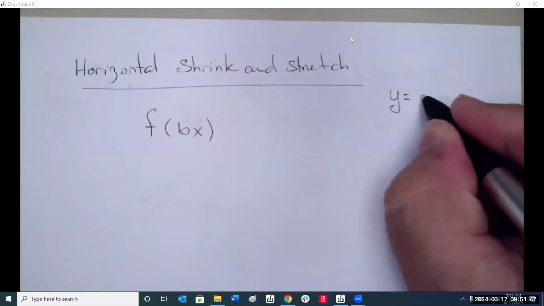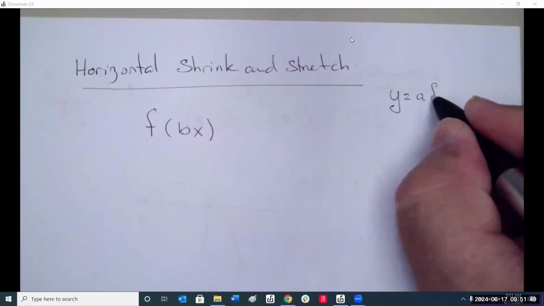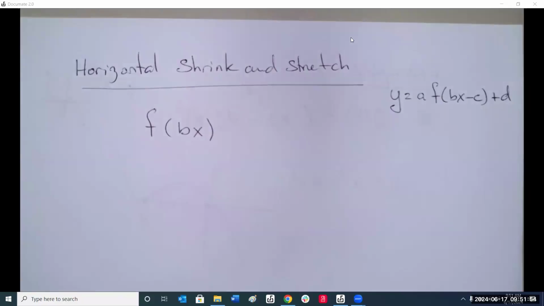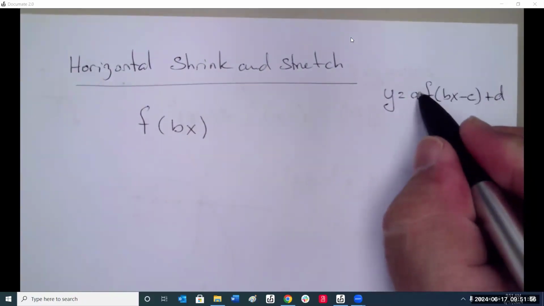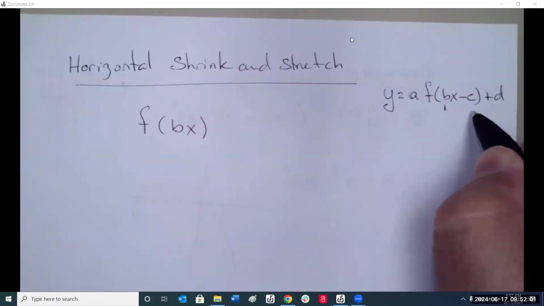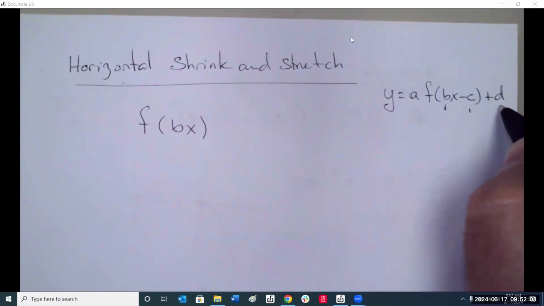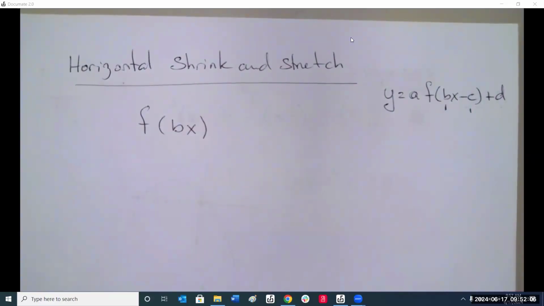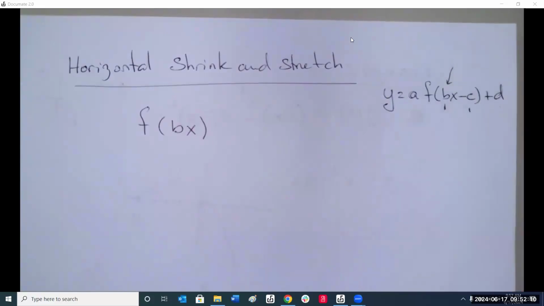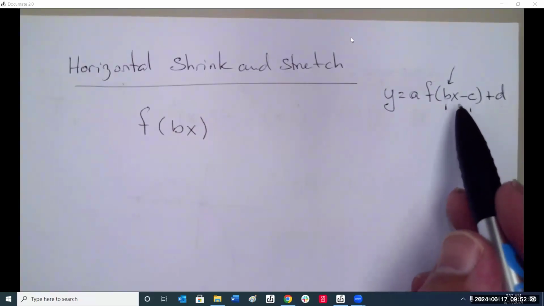Remember we had originally this: whatever's in front of the function, then you have the function. There's the coefficient of x and then the c, and then your vertical. Now we're going to look at what if inside the function, there's a number in front of x.